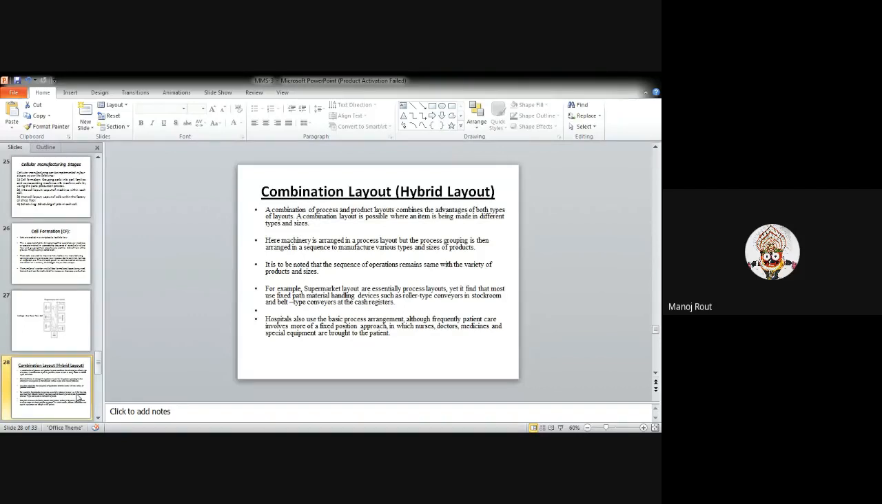So here machinery is arranged in a process layout, but the process groupings are then arranged in a sequence to manufacture various types and sizes of product. It is noted that the sequence of operation remains the same with the variety of product and product size.